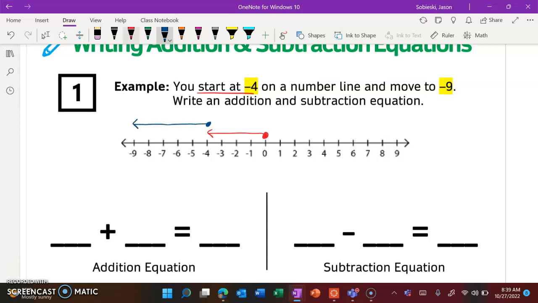So let's first write the addition equation. The first arrow was a -4 plus another negative. Oops, sorry, it should be -5. And that gives us an answer of -9. Okay. So again, if we practice keep, change, opposite, we're going to keep the -4. We're going to change the sign from plus to minus, and we are going to take the opposite of -5, which is +5. -4 minus 5 will give us the same exact answer, which is -9.